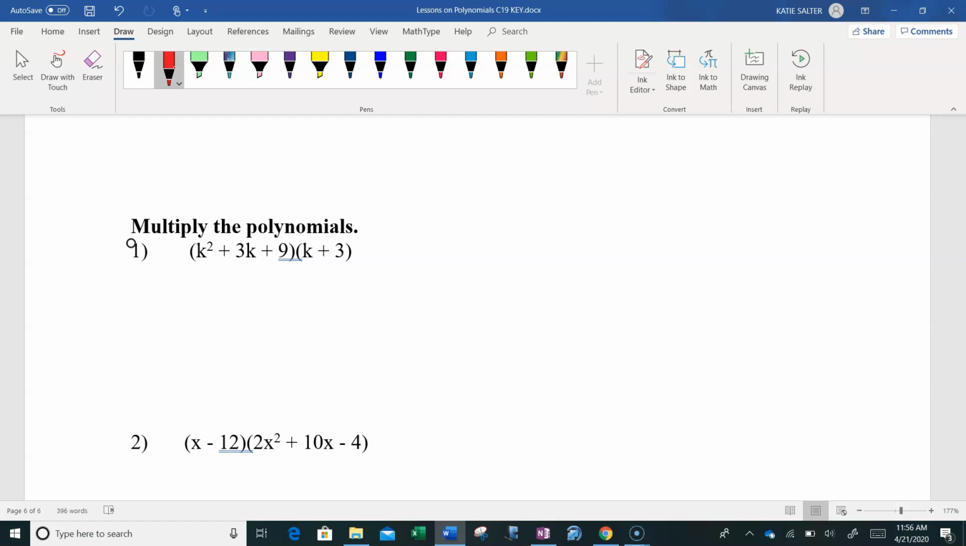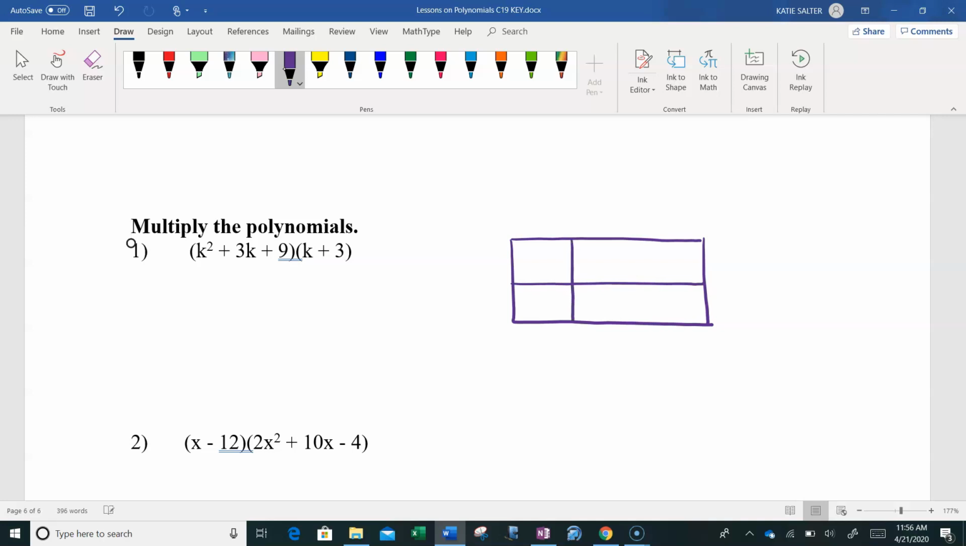I honestly believe that the box method is the easiest way. So when I look at this problem, I have a trinomial because it has 3 terms, by a binomial because it has 2 terms. So I'm going to draw a box that has either 2 rows and 3 columns or 3 rows and 2 columns. It really does not matter. In this case, I'm going to have 2 rows and 3 columns.